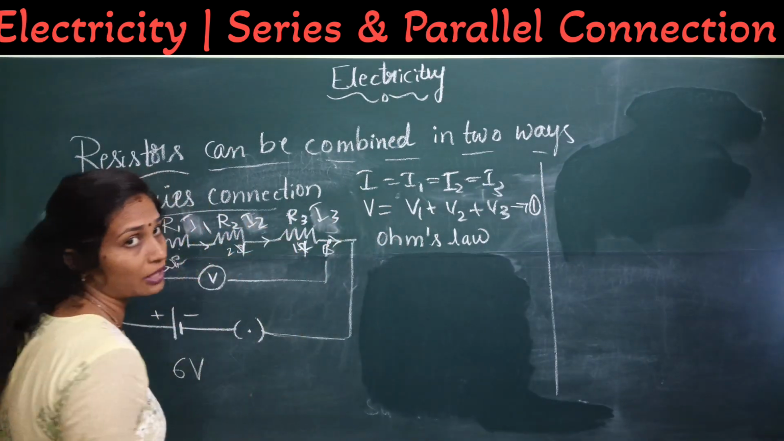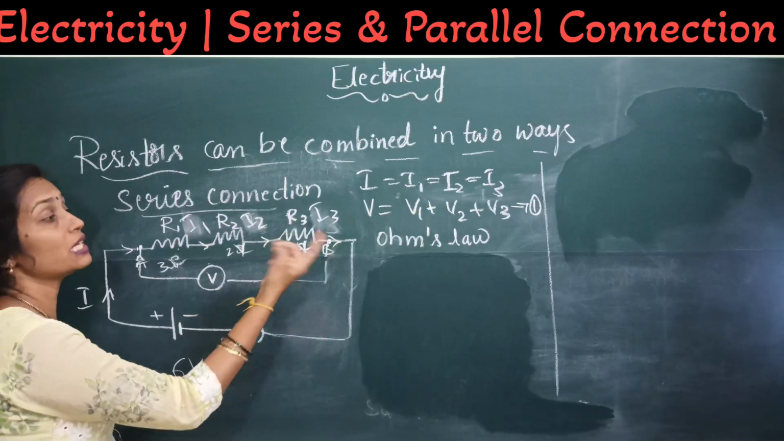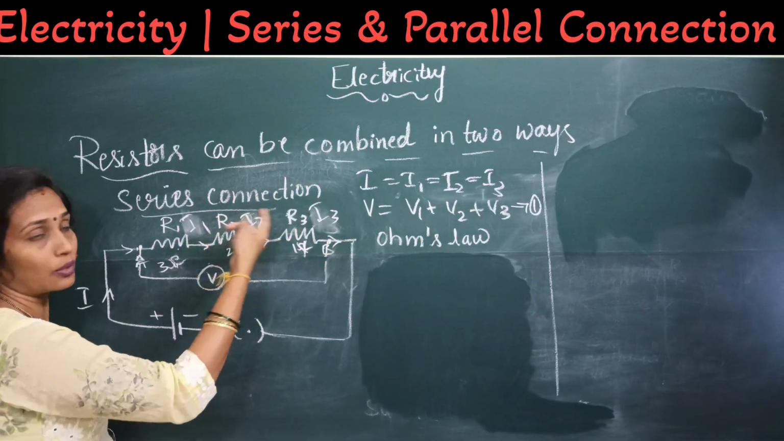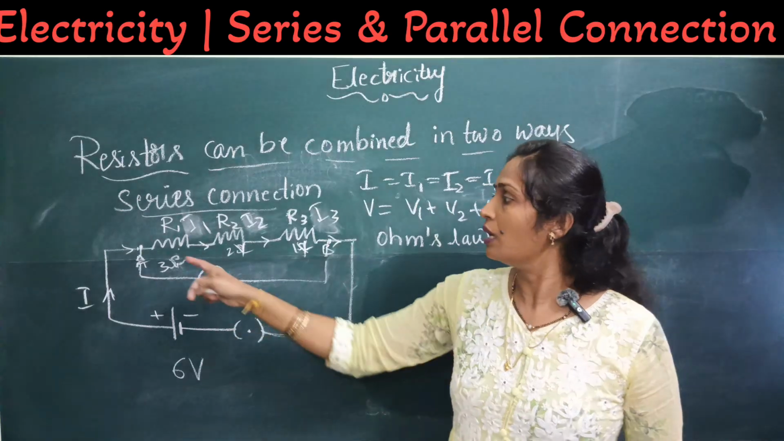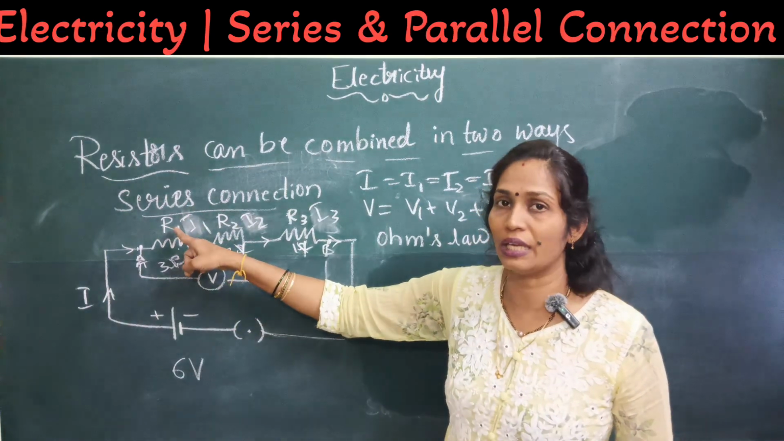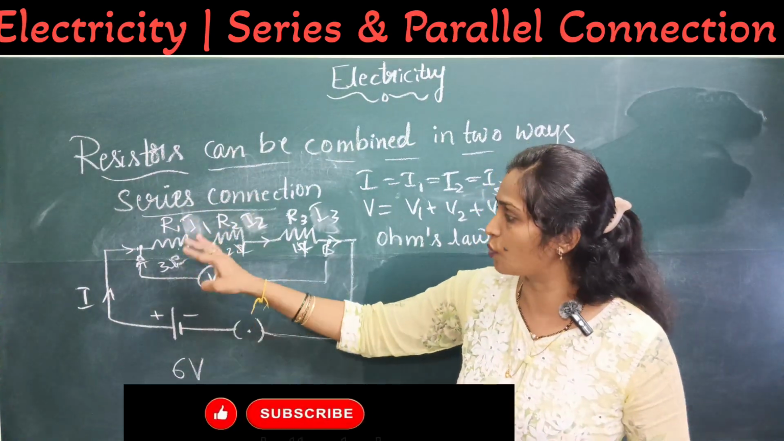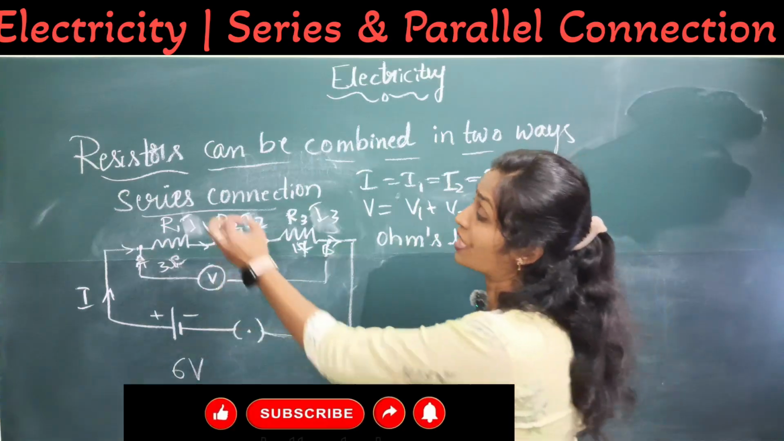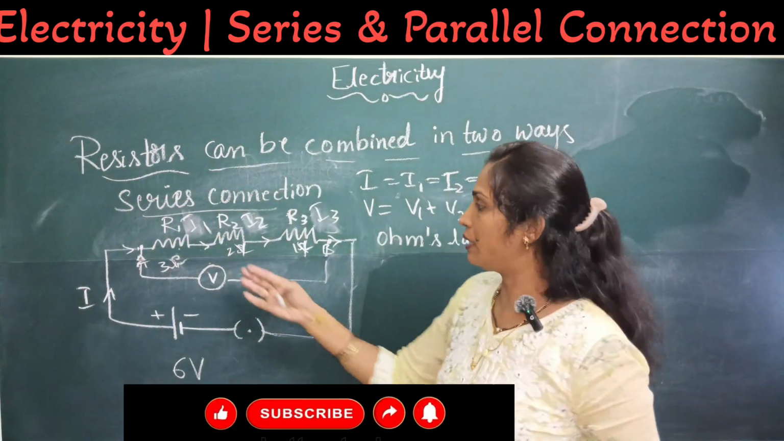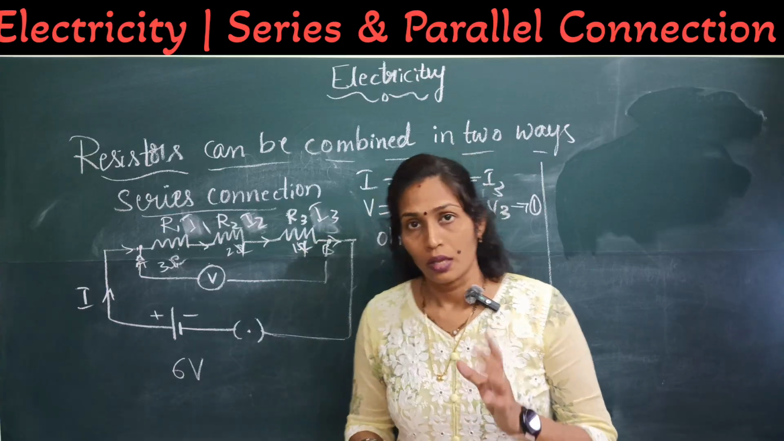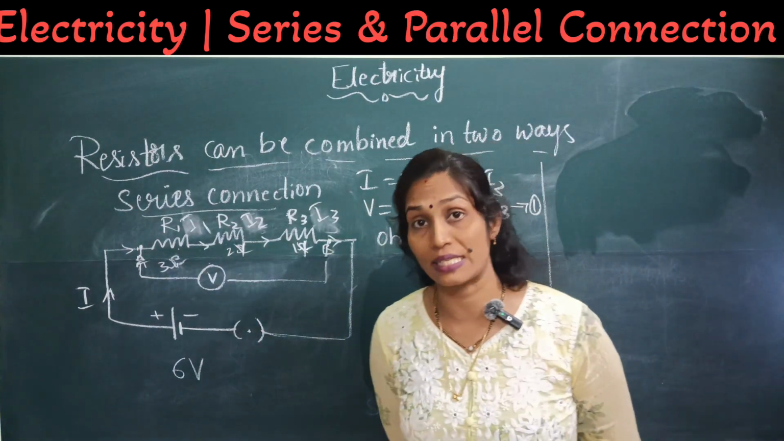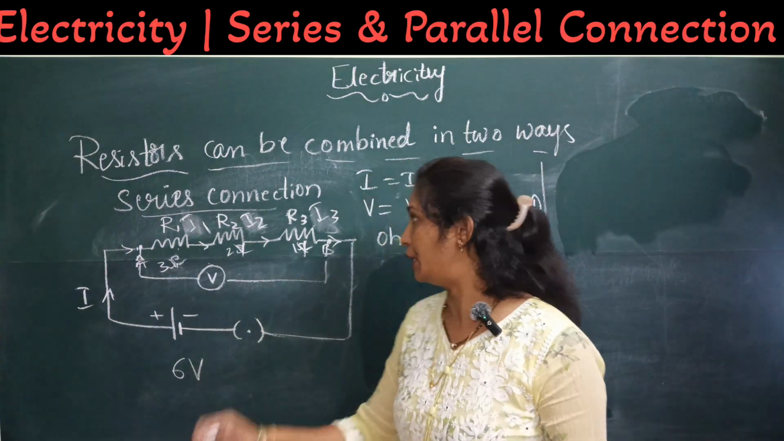But what about potential difference, guys? That potential difference will vary, as I told you just now. If the 6 volt battery is there and the resistance of R1 is higher, then the potential difference, the pressure, will be high, and the same thing is distributed in R2 and R3. But how to calculate resistance, guys? Okay, let me tell you.